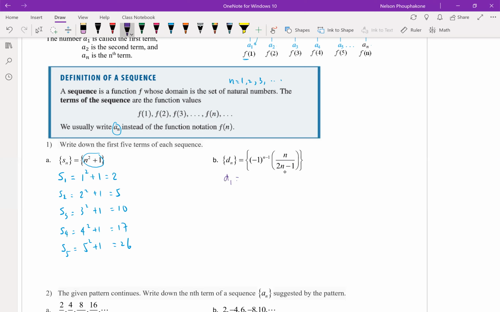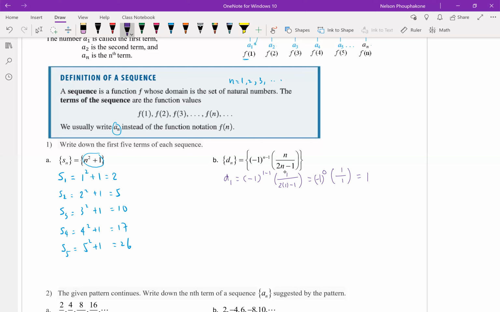So d sub 1, I will have negative 1 raised to the power of 1 minus 1. And then I will multiply by 1 over 2 times 1 minus 1. Then, of course, you will see that 1 minus 1 is equal to 0. So I have negative 1 to the power of 0. And then I will have 1 over 1. Then, of course, any number raised to the power of 0 is 1. So my d sub 1 is equal to 1.